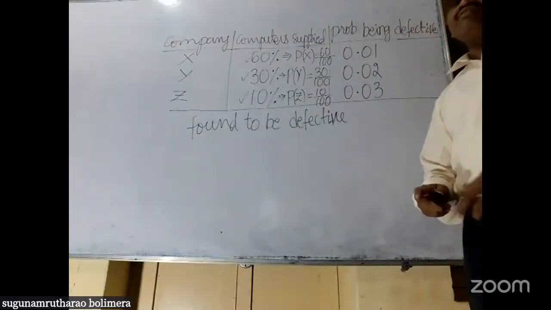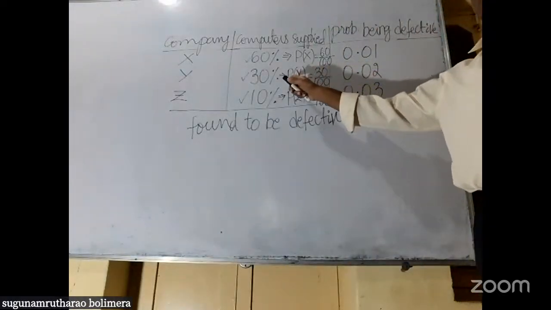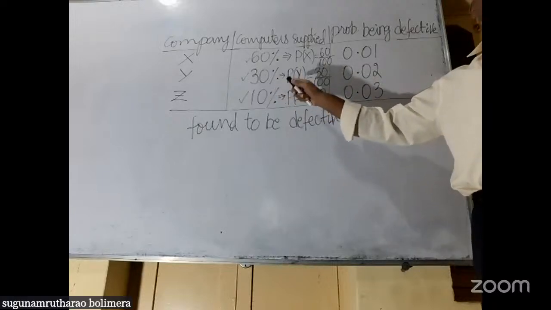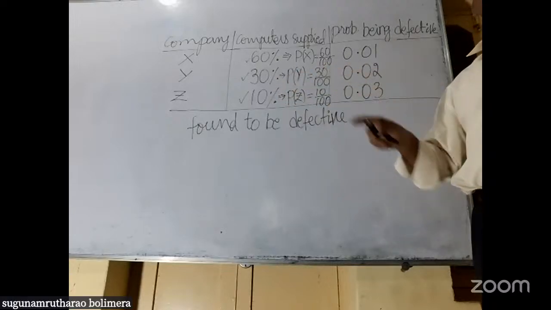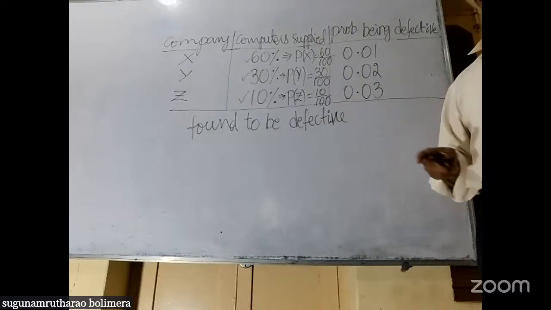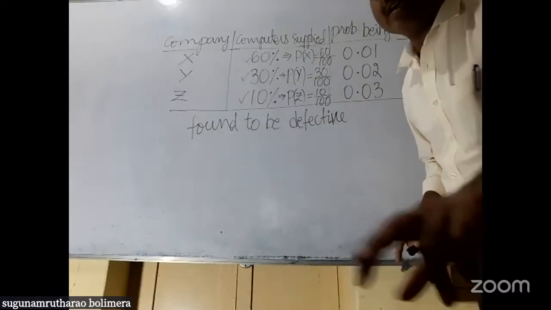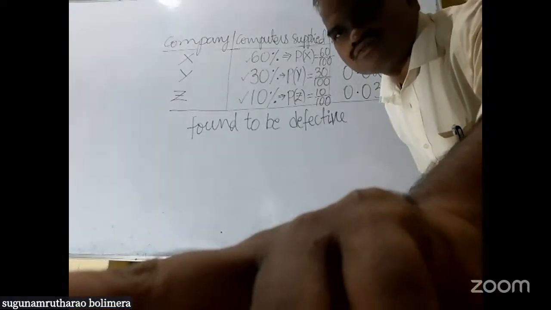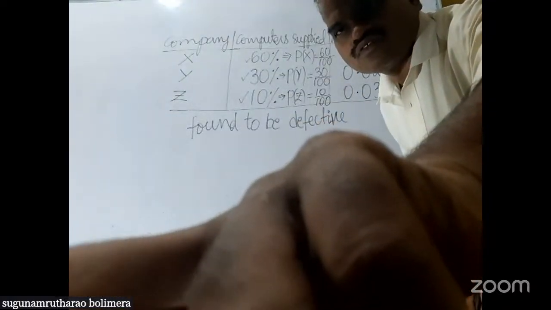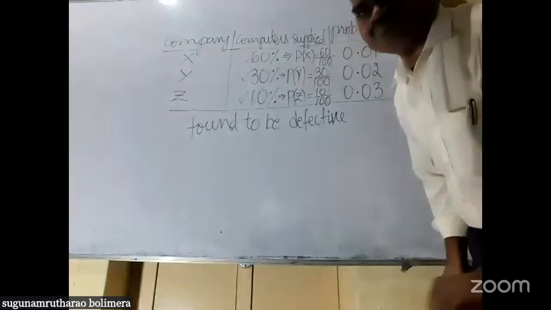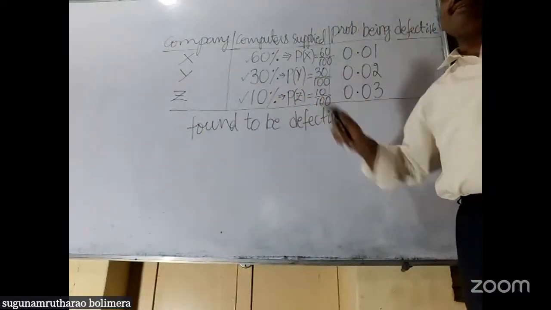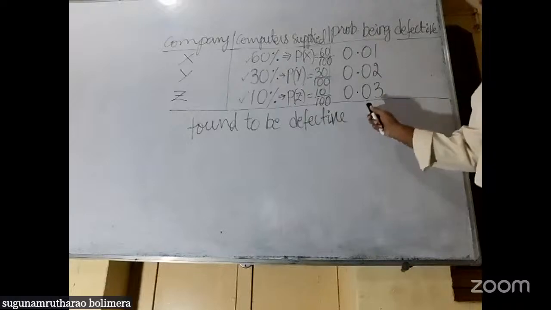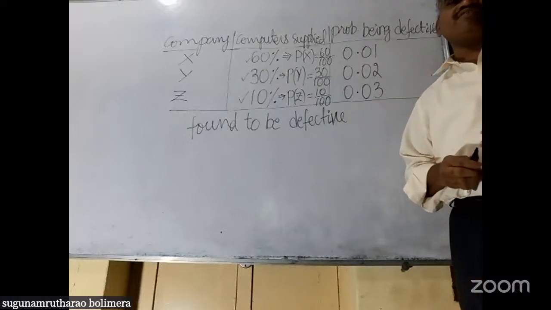So among these, 30% means 300. Among those 300, 2 out of 100 are defective. That means 6 are defective. Again here, if Z supplies 100 computers, 3 out of 100 are defective. That is the meaning of it.